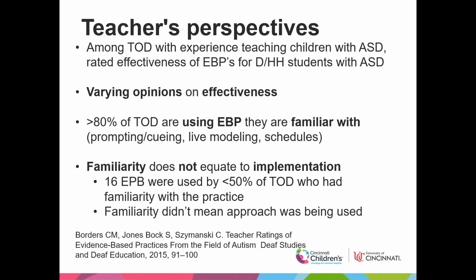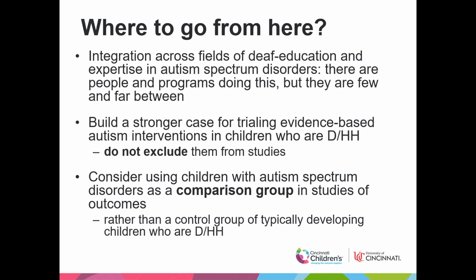Next slide, please. So where do we go from here? Well, I think we really have to work across the aisle. We've got to get deaf educators and autism teams working together. They're few and far between where we have that dual expertise. We do need more evidence for what can work with kids who are deaf and hard of hearing with autism. Often kids with disabilities are excluded from studies. I get that you don't want to necessarily include them across the board, but you might subgroup analyze them. And then too, what is our comparison group?